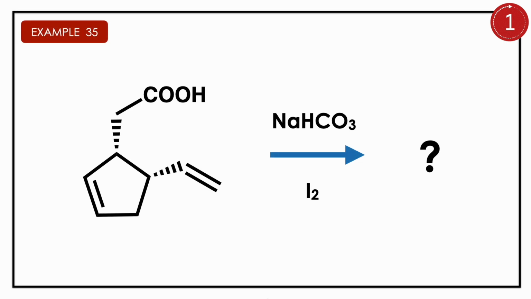Then the next example: you have cyclopentene, an acid and an alkene. You are using sodium bicarbonate and iodine. You should find what will be the final product.